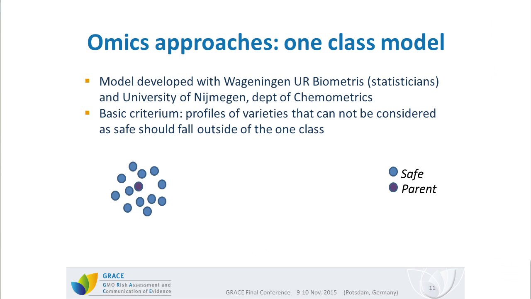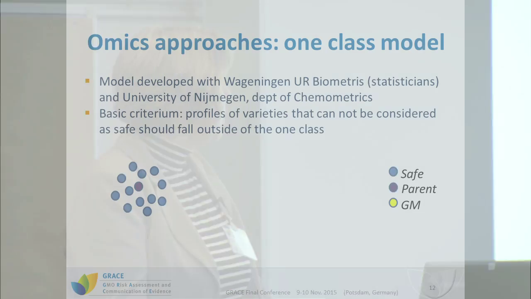So very schematically, this is what it looks like. In this picture, each dot stands for one profile, one omics profile from a variety that we consider as safe. And this may actually also include the parent variety in the case of a GM variety, because then the parent variety usually is also a variety that is commercially available and considered as safe.